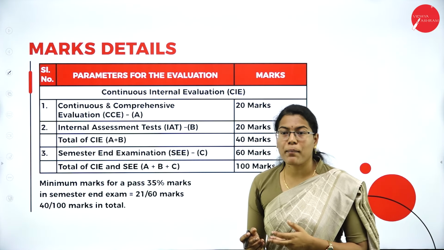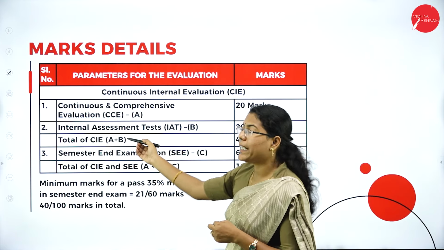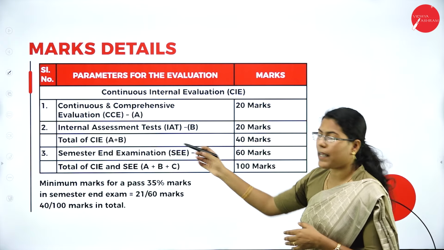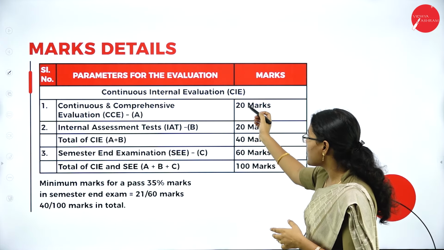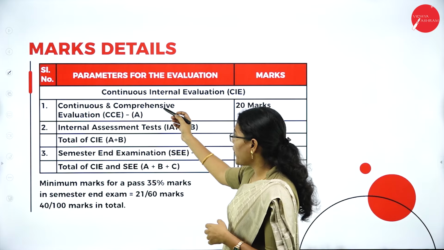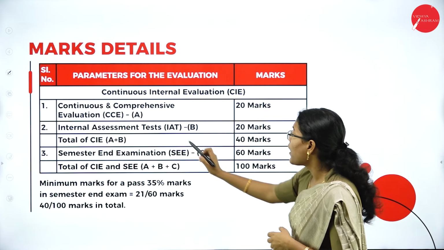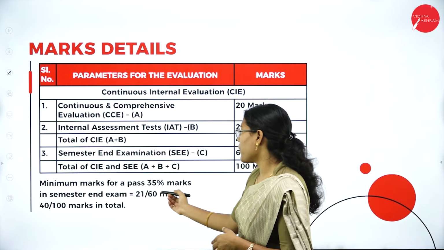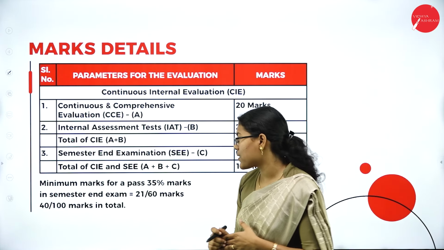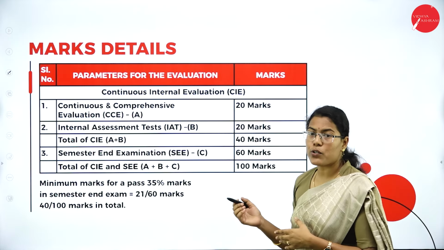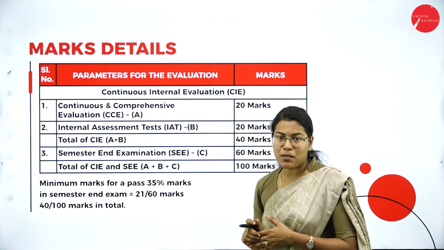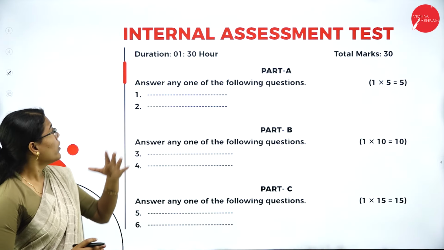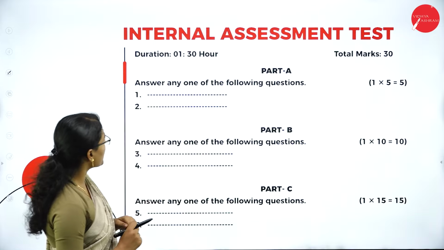Out of 100 marks, 40 marks will be from your internal assessment and 60 marks will be from your semester end examination. The 40 marks consist of continuous comprehensive evaluation for 20 marks and an internal assessment test for 20 marks. The minimum mark for a pass is 35%. In the semester end exam, you need to score 21 out of 60 marks, and out of 100, you need to score 40 marks.